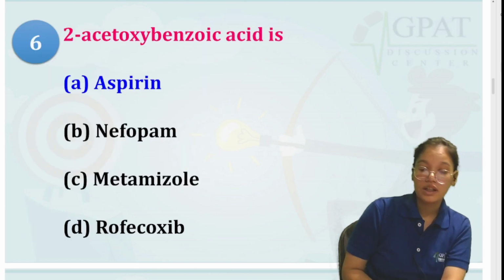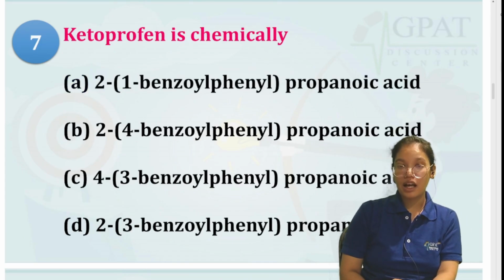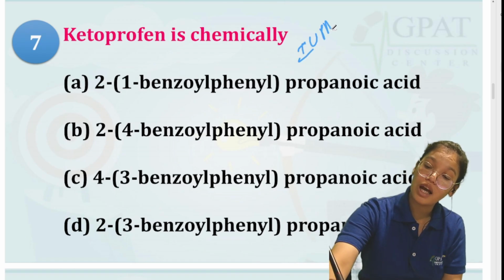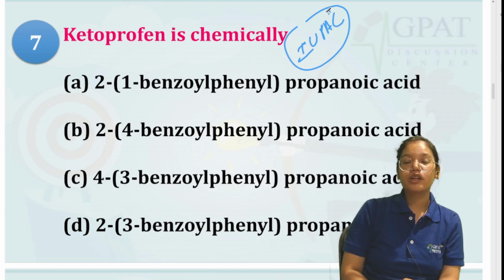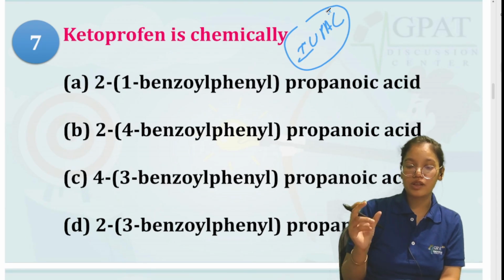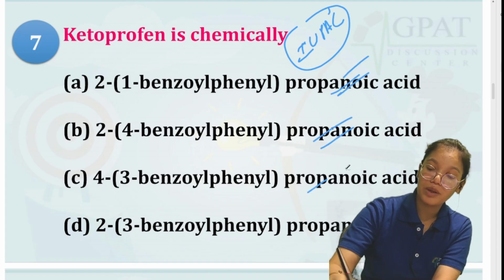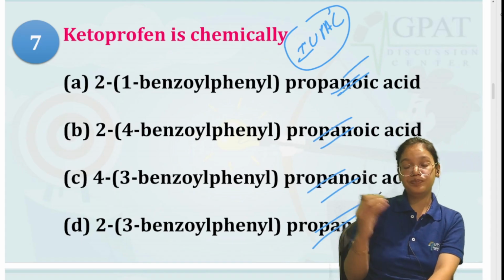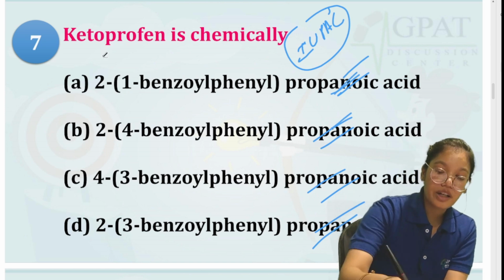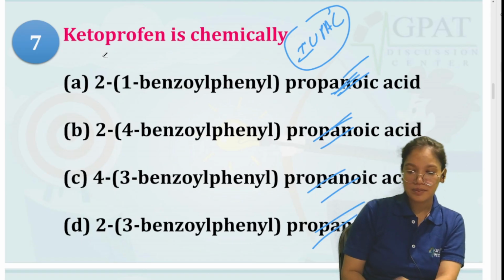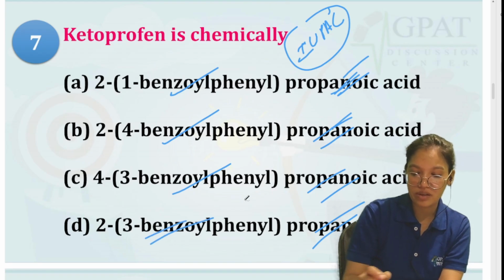Okay. Now next, ketoprofen is chemically... Now they have again asked the question from the IUPAC name only. So they are asking the IUPAC name of ketoprofen. Now, ibuprofen and ketoprofen have almost similar structures with just small structural differences. So it also contains a propanoic acid in its structure. So all four say propanoic acid, so we can't remove any based on that. Then it says 1 benzoyl phenyl, 4 benzoyl phenyl, 3 benzoyl phenyl, and 3 benzoyl phenyl.